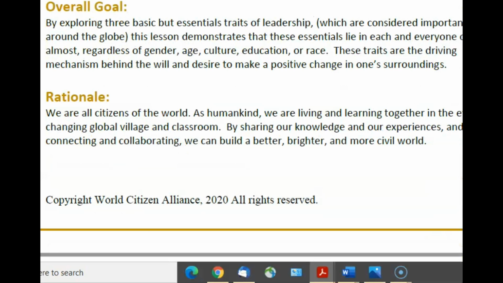We're all citizens of the world. If you've been reviewing the other lessons, you know that we're humankind and we are living and working together. Our global village is ever changing, and so we need to be able to share our knowledge and our experiences and connect and collaborate. In this way, we can build a better, brighter, and more civil world.